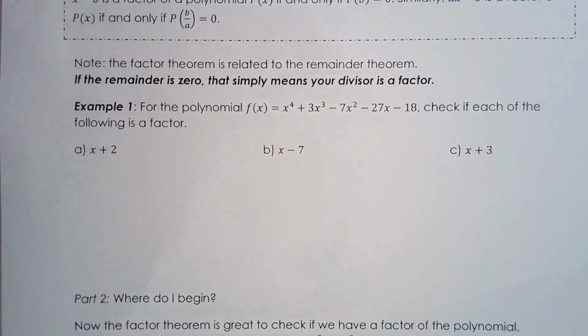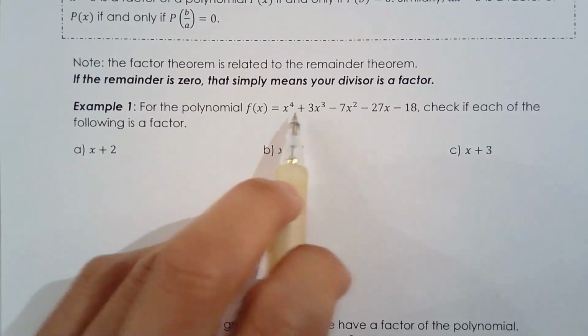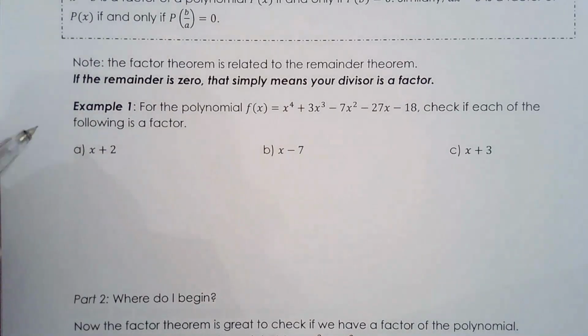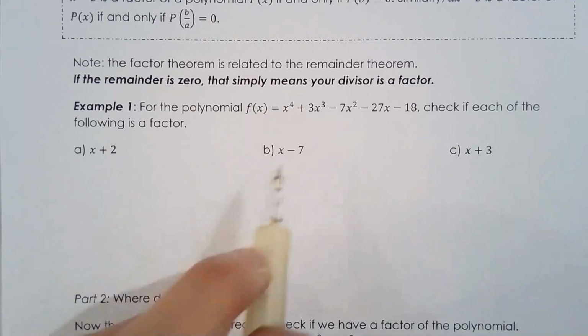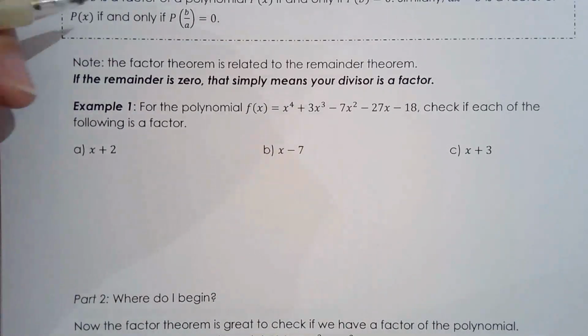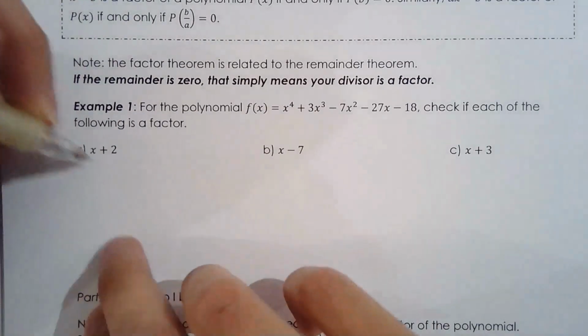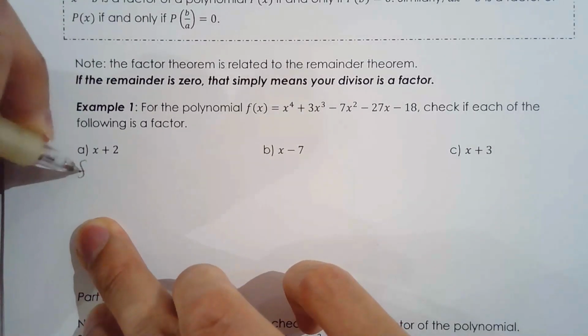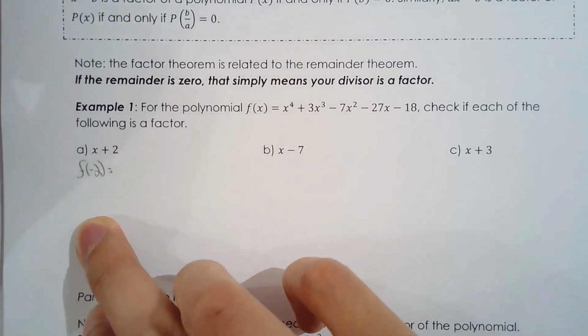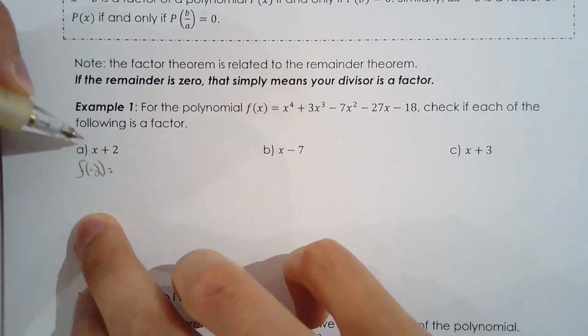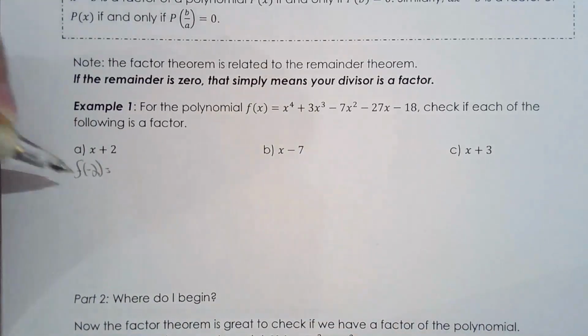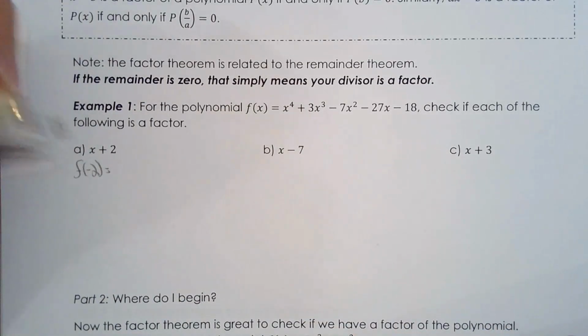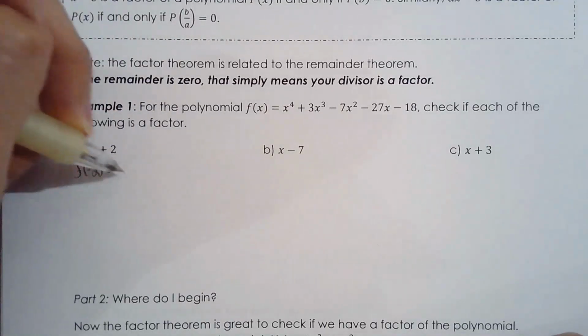If the remainder is 0, your divisor is a factor. I have a polynomial here, f of x, some quartic, doesn't matter. They're asking me if x plus 2 or x minus 7 or x plus 3 is a factor. To see if x plus 2 is a factor, I need to see what f of negative 2 is. What is the remainder when I divide by x plus 2? So I'm going to find f of negative 2. Can I use long division? Absolutely. But there is no way that's happening.